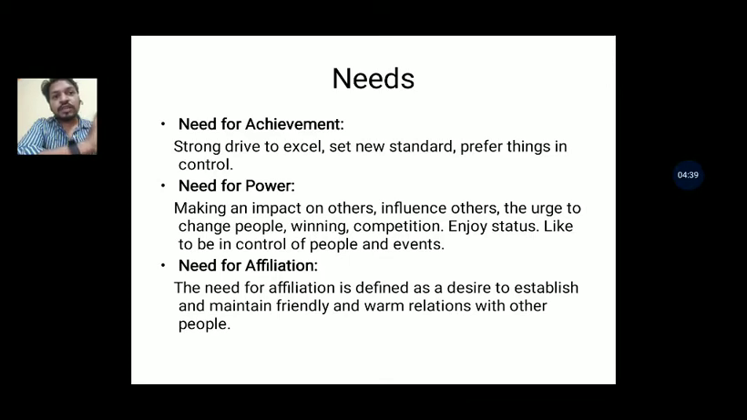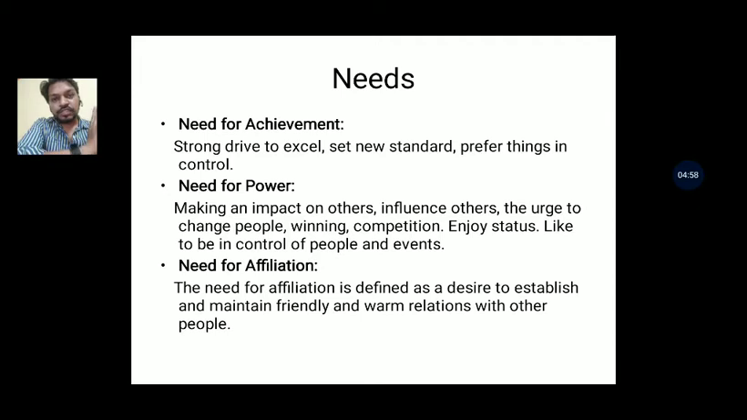He wants to be in control of the people and events over there. Whereas we have a third category of needs, which is the need for affiliation. These are people who have a desire to maintain friendly and warm relationships with other people. That is the primary motivator in their lives.